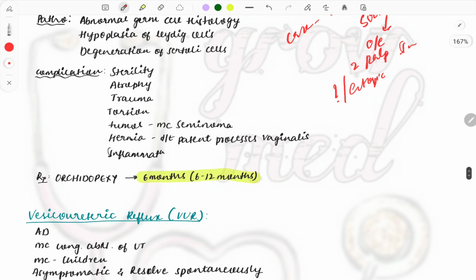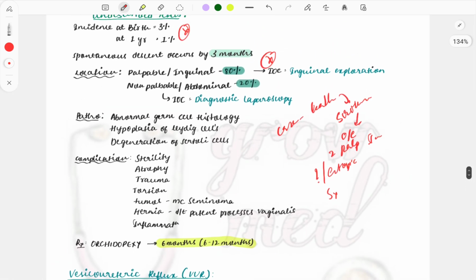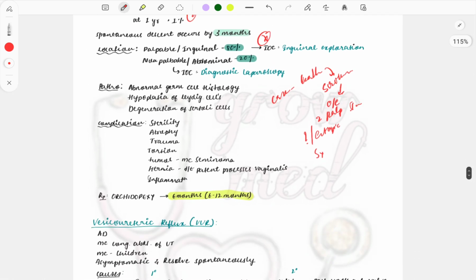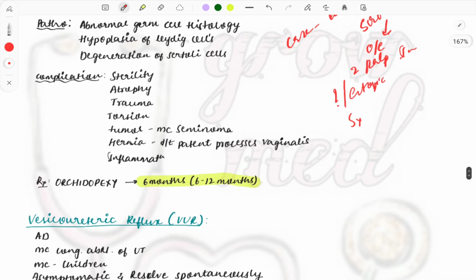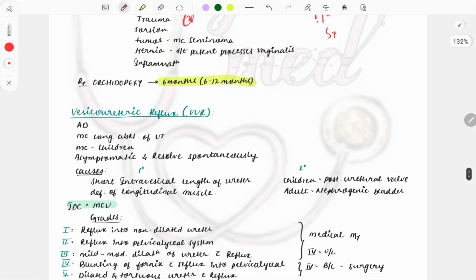And the questions are asked like when you will do the surgery. So the best time is 6 months. So at 6 months we will be doing this orchidopexy. So for undescended testes just remember this much, and you don't need to remember the rest.